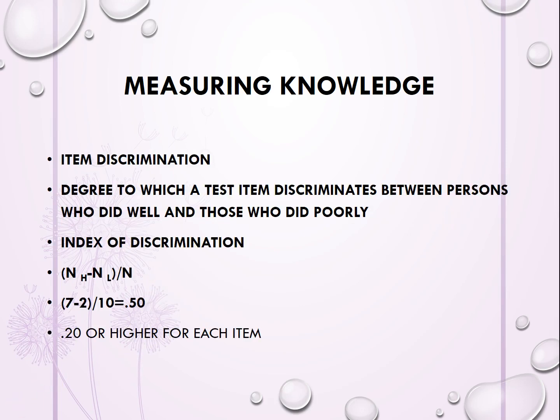Discrimination is the degree to which a test item discriminates between persons who did well and those who did poorly. There are many ways to compute an index of discrimination. The simplest way is to divide the completed tests into a high-scoring group and a low-scoring group and then use the following formula. Index of discrimination is the number of persons who scored high minus the number of persons who scored low, divided by the total number of persons. For example, in a test for 10 students, 7 students score high, while 2 students score low, then item discrimination is 0.50. Generally, we should have item discrimination of 0.20 or higher for each item.